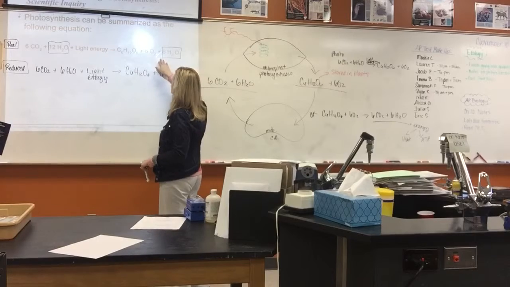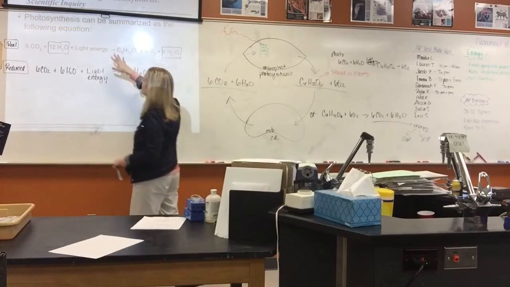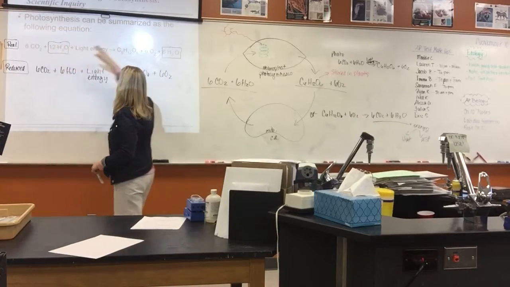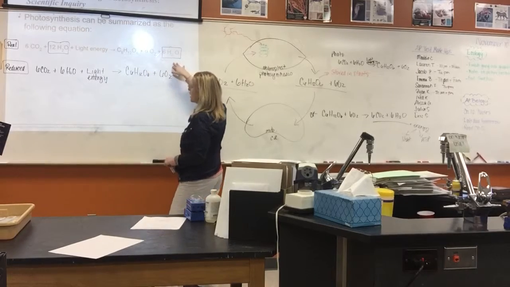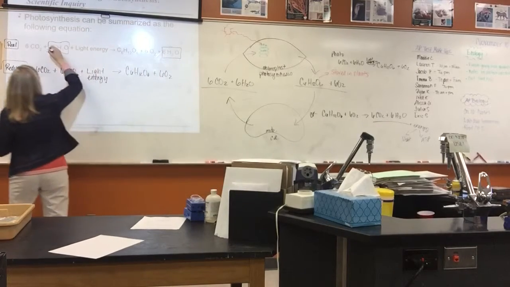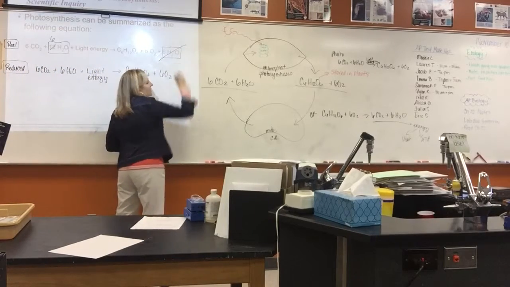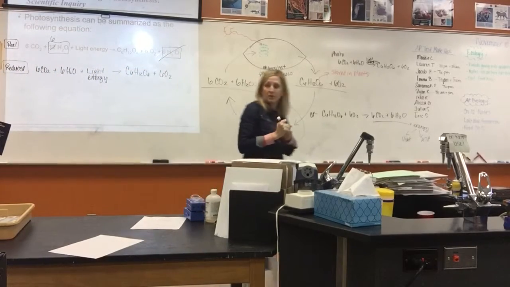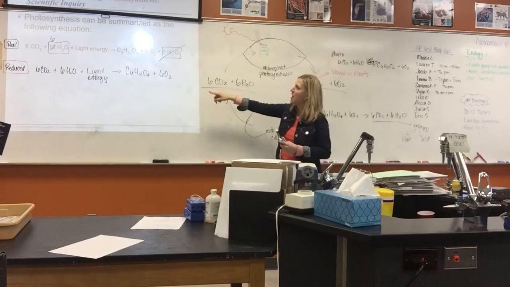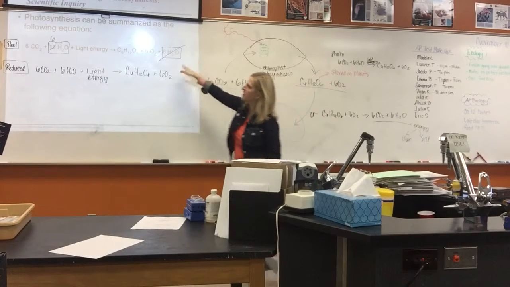So a lot of places will reduce this and say, okay, if we took in 12 waters and you released 6 waters, we'll just reduce it by 6 and say 6 waters are needed, the net waters, and no waters come out. That's what the reduced equation says.